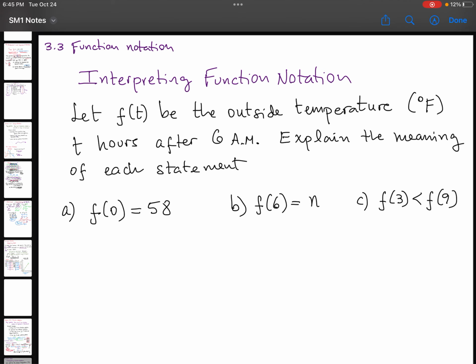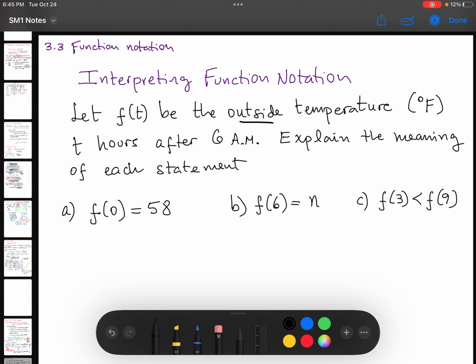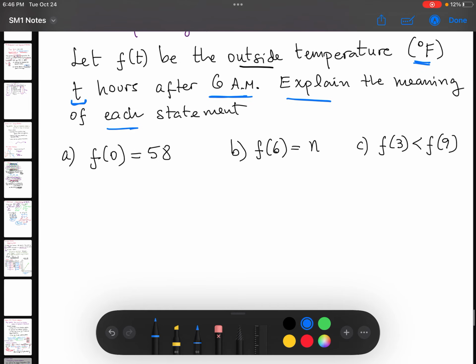We're going to imagine that we are probably in a kind of fall season where the outside temperature is going to change starting at 6 a.m. This is what it is telling us. So the outside temperature, F, that temperature after T hours after 6 a.m. And this is a very important part of the context to understand. We need to explain the meaning of each statement. I want you to understand certain things.